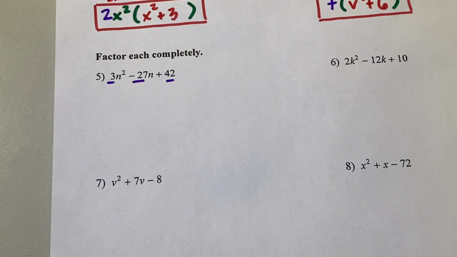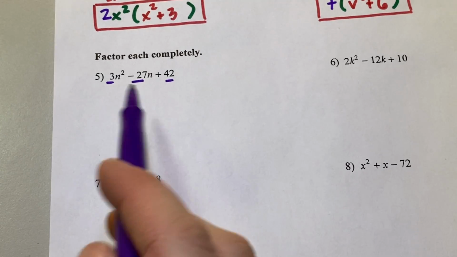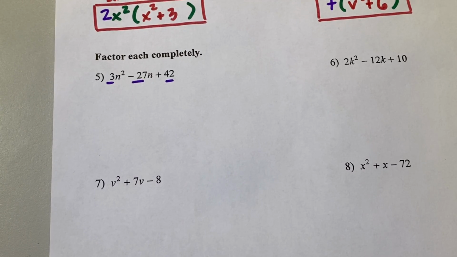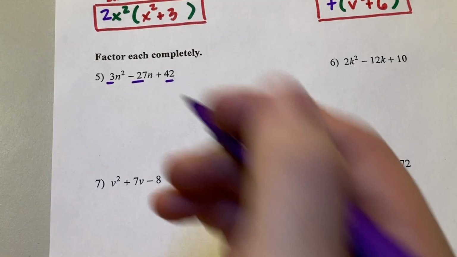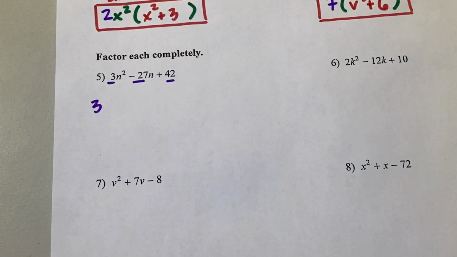Not 2, because I see some odd ones. What is it? 3. It's 3, right? I can divide 3 by all of those guys. They have a 3 in common. So we got to take out that 3. Okay?